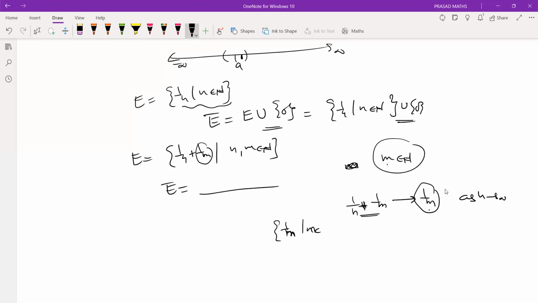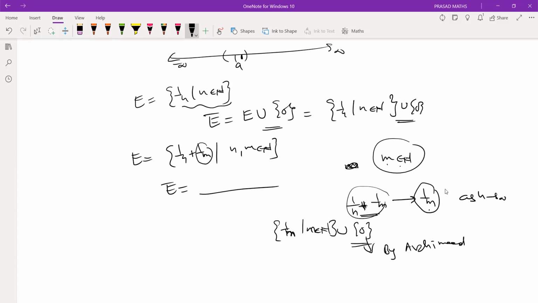If you take m equal to 1, then 1/n + 1/1 converges to 1. If you take m equal to 2, then 1/n + 1/2 converges to 1/2. Therefore, these are my limit points. Again, if you vary both n and m to infinity, this tends to 0. Therefore, 0 is also a limit point, by the Archimedean property.